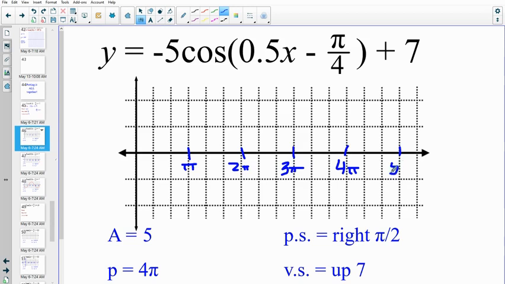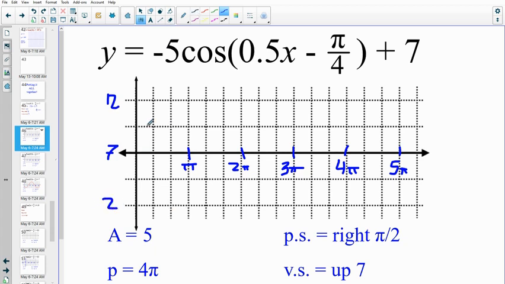And then for our vertical scale, I use the combination of the amplitude and the vertical shift. The vertical shift is where I start. The midline has been moved up by 7, so my midline is at 7, and then the amplitude of 5 means we'll go up 5 from 7 to get to 12. We go down 5 from 7 to get to 2.